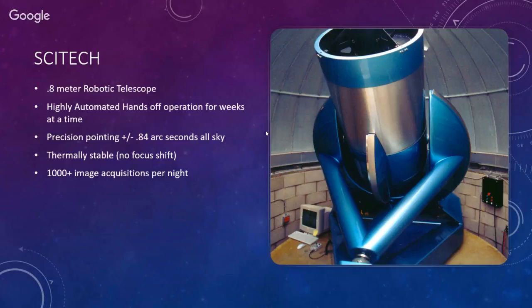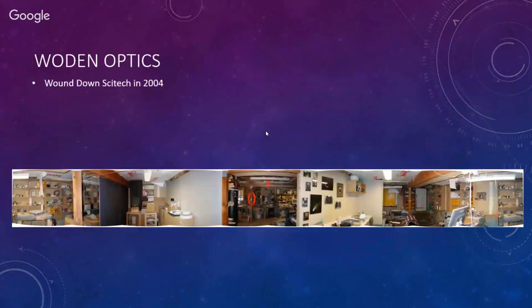And then, you know, we pulled off 1,000 image acquisitions in the early 90s or early 2000s. So then this is where I kind of start taking over. We actually wound down SciTech in 2004. Dr. Ray basically retired, and I went to this messy place in my basement. I borrowed $1,500 and bought a semiconductor lapper.